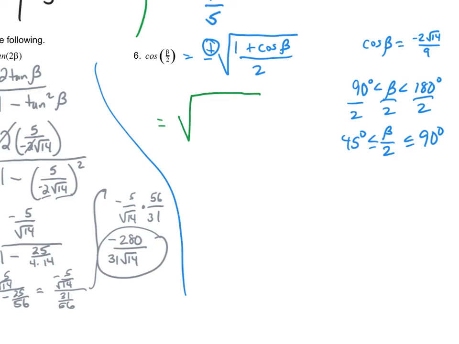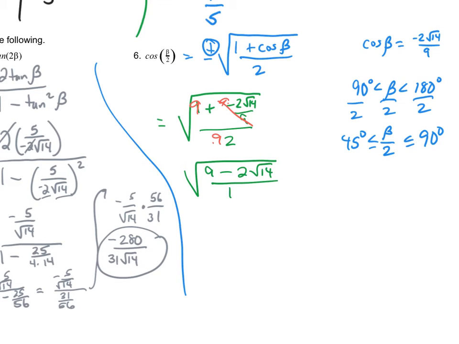So we have positive square root, and it'll be 1 plus the cosine, which is negative 2 radical 14 over 9 all over 2. And the only thing I'd really simplify is I'd probably multiply everything by 9 just to clean it up a little bit. So that would leave me with 9. Well, it's plus and negative. I could just put minus 2 radical 14 all over 18. That'd be a fine answer.